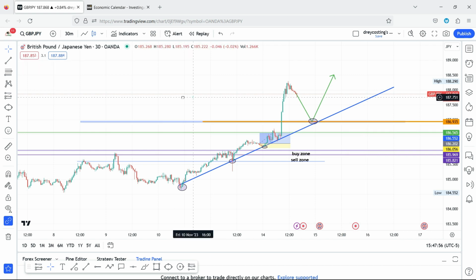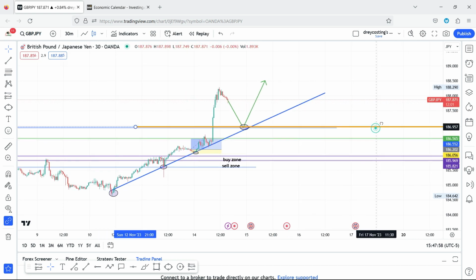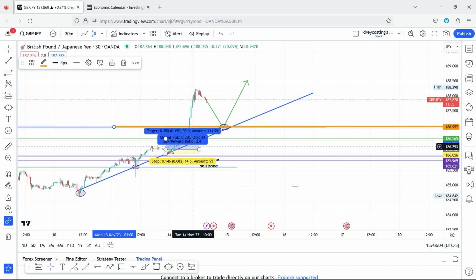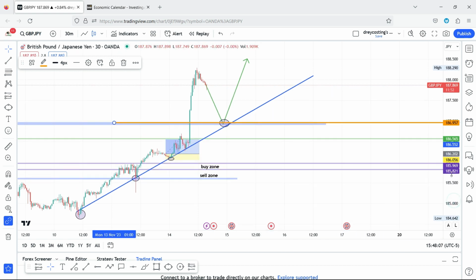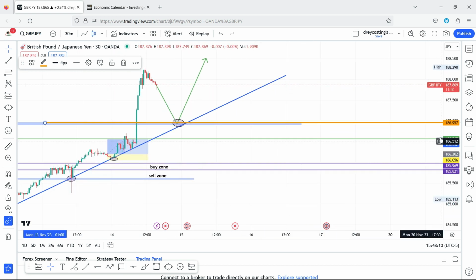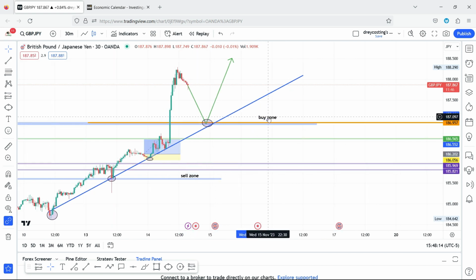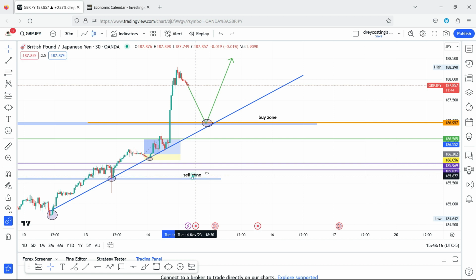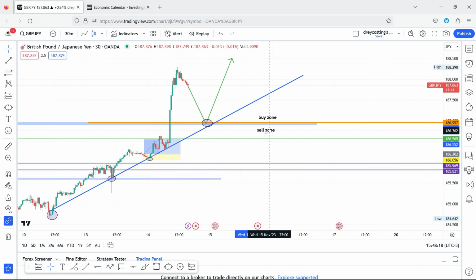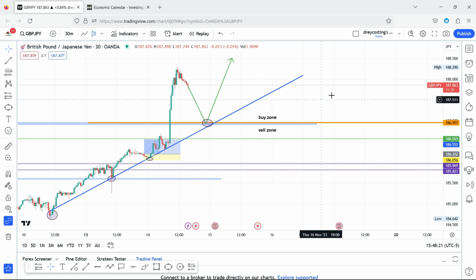All right, so this is what we're looking at now. Let's keep it simple. So buys above 186,957, and we're going to have sells below 186,957.